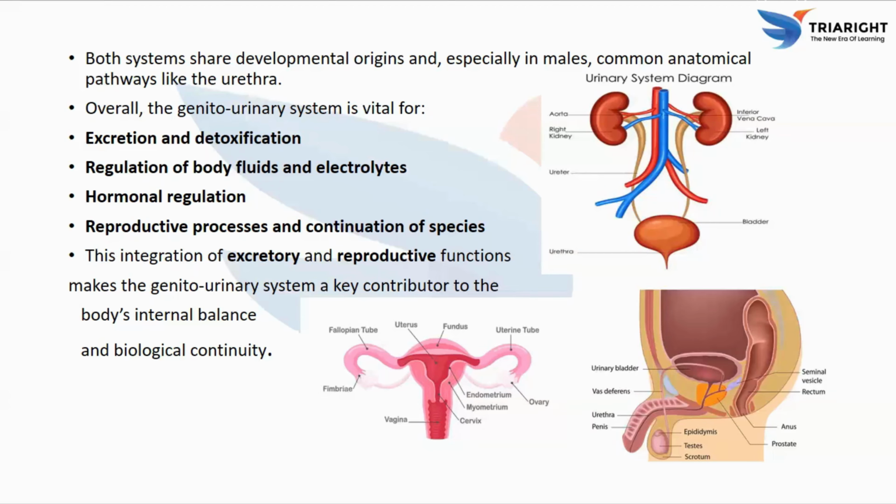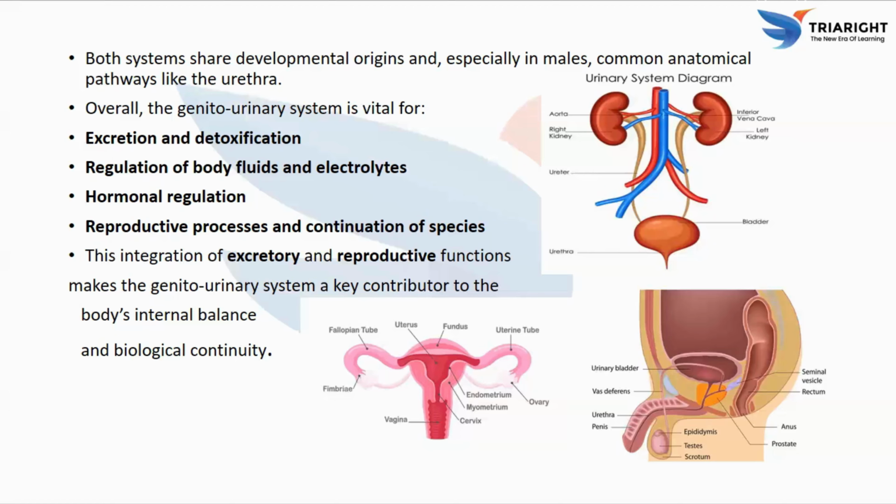So now what is the integration of both the systems? The excretory system, which is also called the urinary system, and the reproductive system are connected. They work together to maintain the internal balance, which is also called homeostasis, and they ensure survival by maintaining body function and also continuity by reproduction. So this makes the genitourinary system a key system for life.